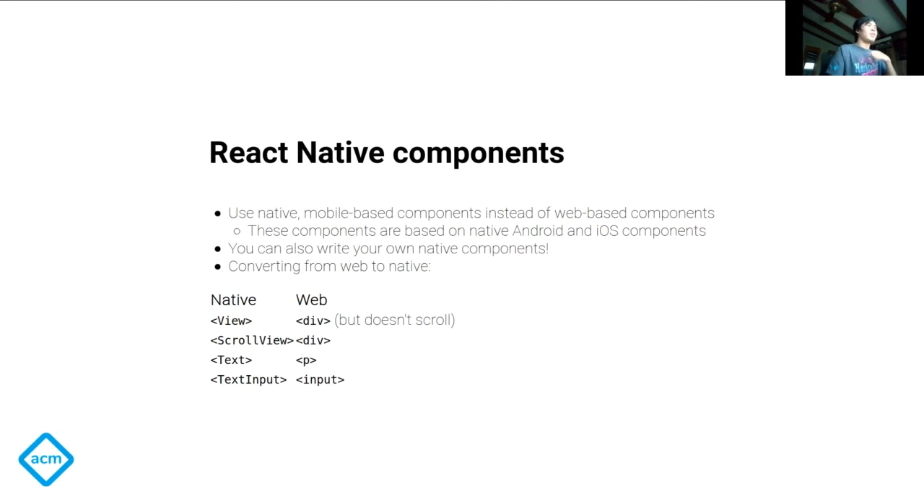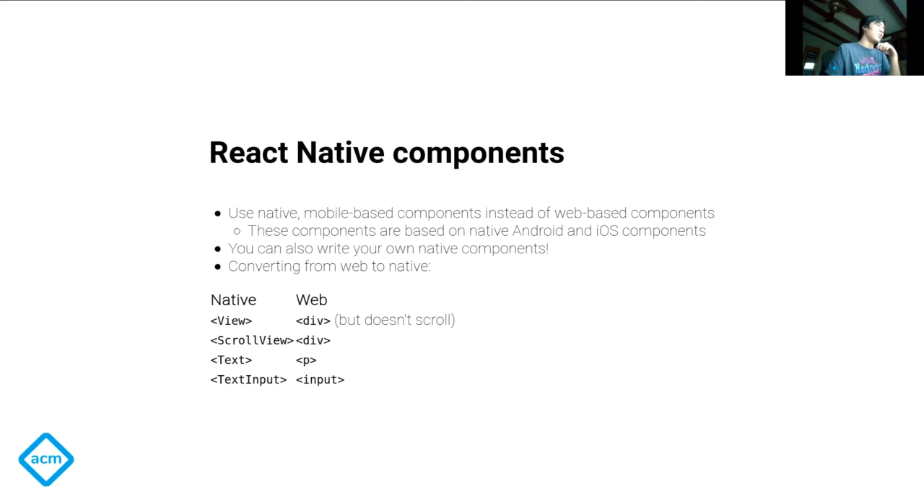And so React Native components are a little bit different from web components. That's because we're using native mobile-based components instead of web-based components. So here you can see some of the differences, right? Instead of div, we're going to use view, or scroll view if you want it to scroll. Instead of p, we're going to use text. Instead of input, we're going to use text input. So there's more on the React Native website if you want to take a look at that. But here are just some of the very basic ones.